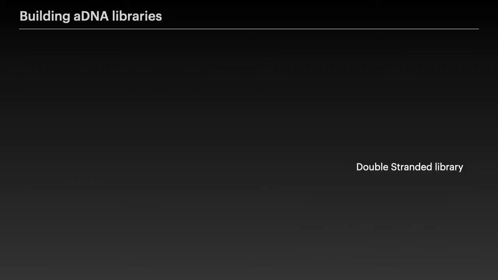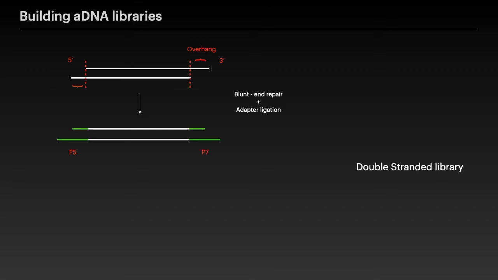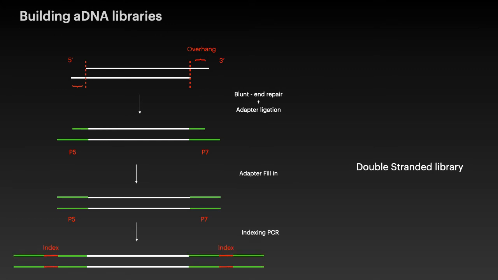The most commonly used library protocol is called double-strand library. Very briefly, it starts with a double-strand molecule, and the molecule is treated so that it goes through a blunt end repair, so the overhangs are eliminated, and at the same time adapters are attached at both ends, which are filled in at the next step. The next step is the indexing PCR, after which you can use the library for sequencing. So basically the conversion to a DNA library is done on the double-stranded molecule.